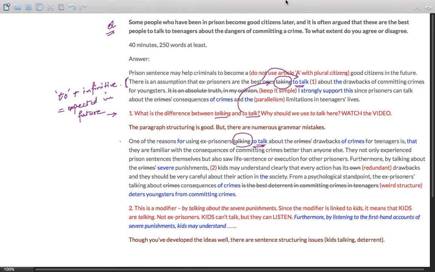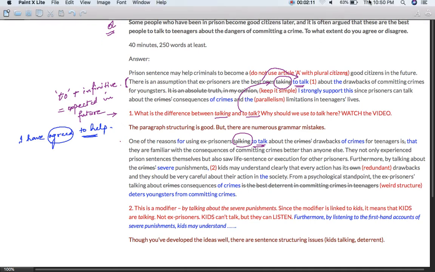For example, if I write a sentence, I have agreed to help. Now, you can't say I've agreed helping because the action to help will be in the future. You have agreed, this is in the present, but to help is in the future. The same concept applies over here.